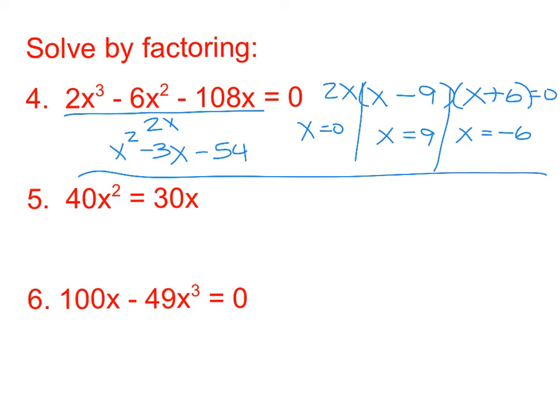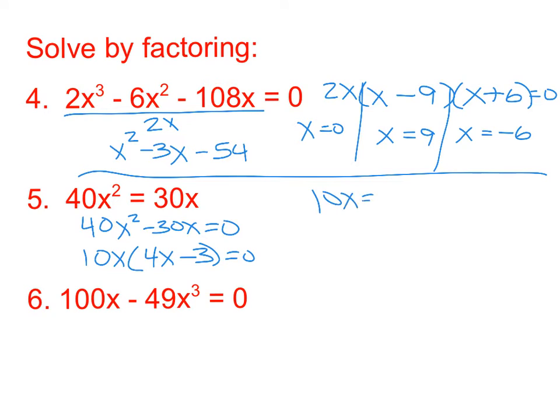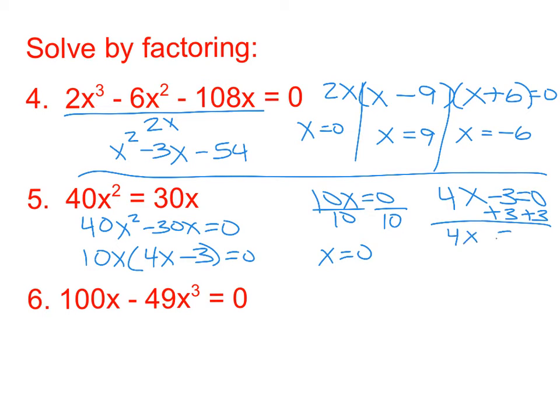All right, this one, again, we need 0 on one side, so I'm going to subtract. 40x squared minus 30x equals 0. I have a GCF, there's 2 terms, x is everywhere, of 10x. I'm left with 4x minus 3. So 10x equals 0, and 4x minus 3 equals 0. So when you divide by 10, you get 0. And then over here, I add 3 to both sides. I usually skip this, but I'll just do it out for you. Show as much work as you need. So x is 3 over 4.